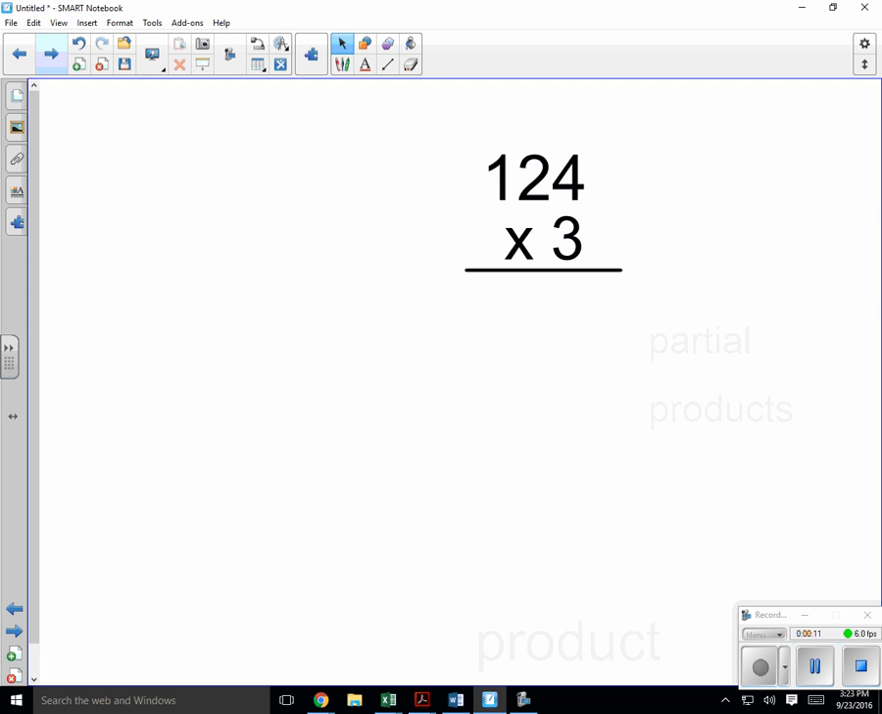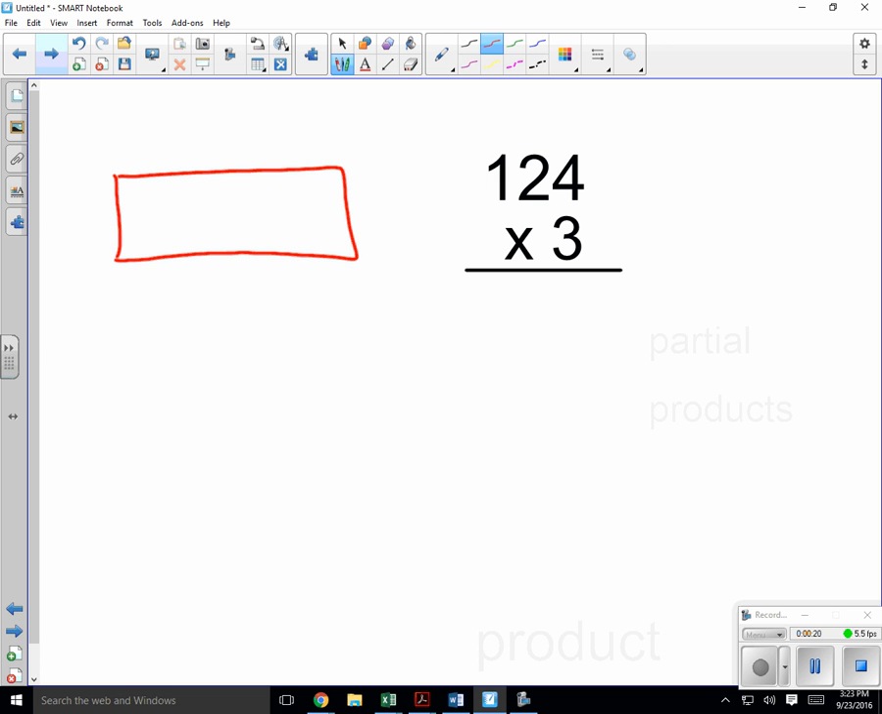Okay, so remember how we multiply 124 times 3 using the box, the model? We will draw a box and then we'll display the factors like so. The 3 in here, and then 124 we'll break it into 100 plus 20 plus 4, like the expanded form, right? The value of each digit. Then we multiply. 3 times 100 is 300, 3 times 20 is 60, and 3 times 4 is 12.